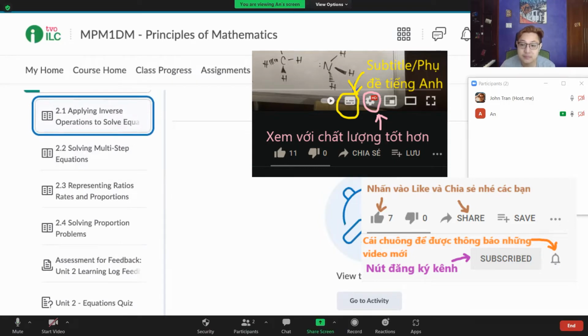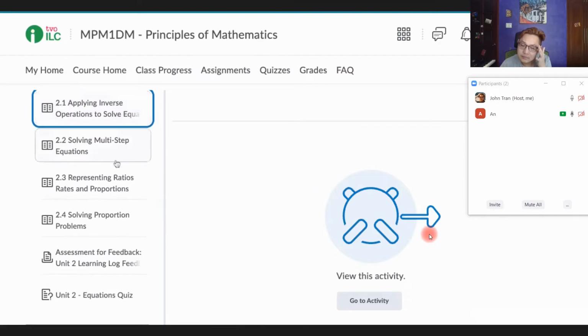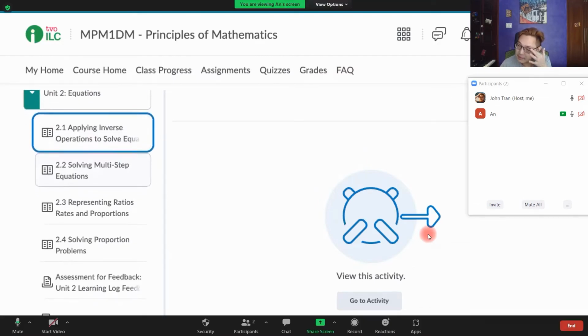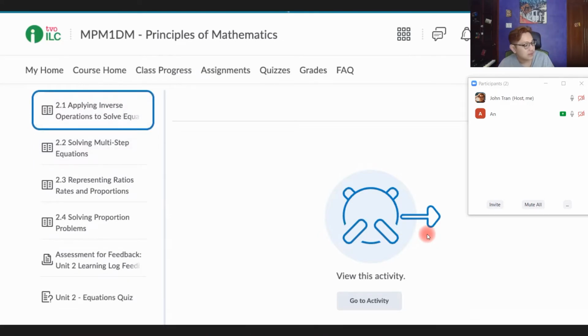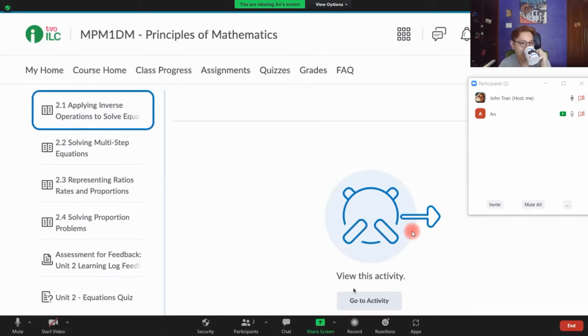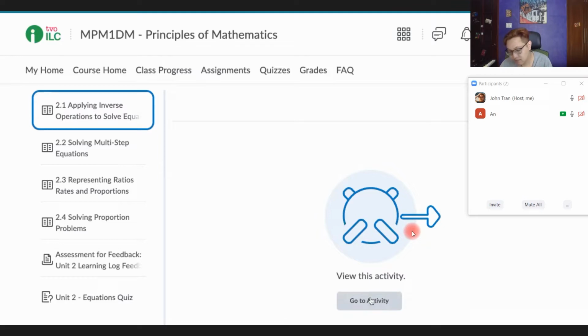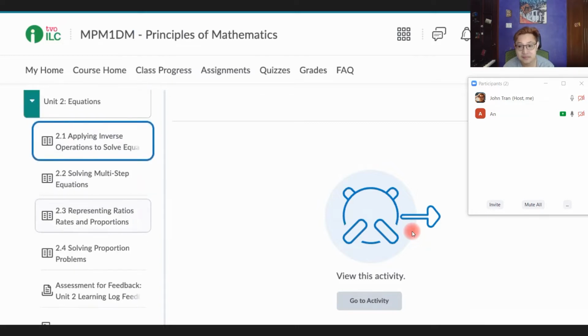So this is most likely a review for my final test. Maybe it's a good idea to redo some exercises, and just do the ones that you find difficult. Right now I'm learning about equations. Applying inverse operations and solving equations? Yeah. Okay, let's go to the activity.